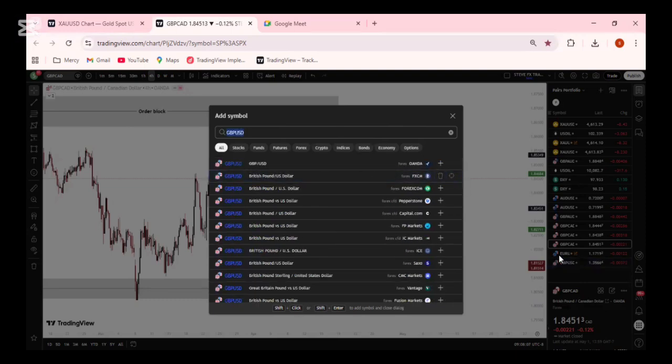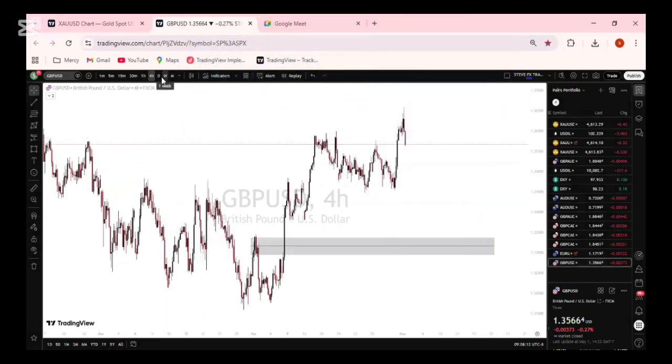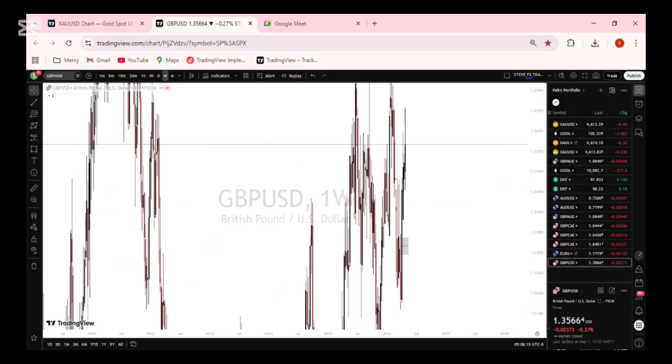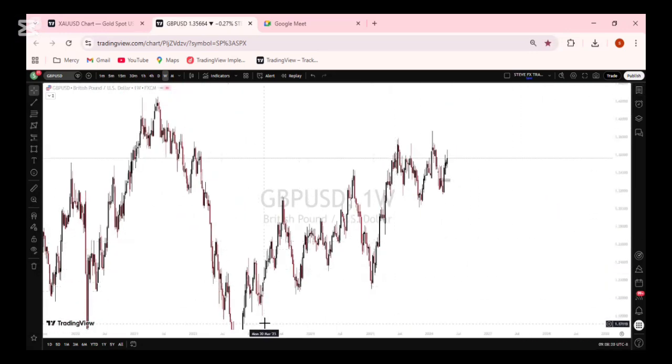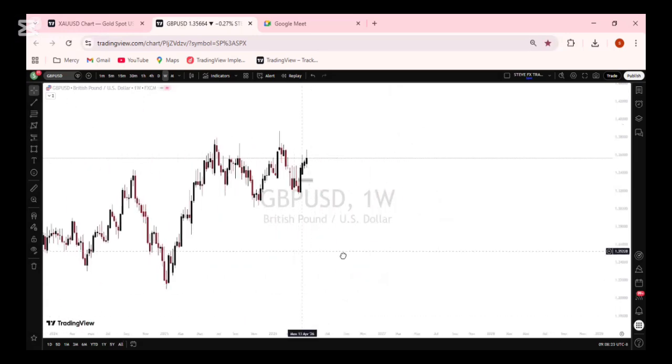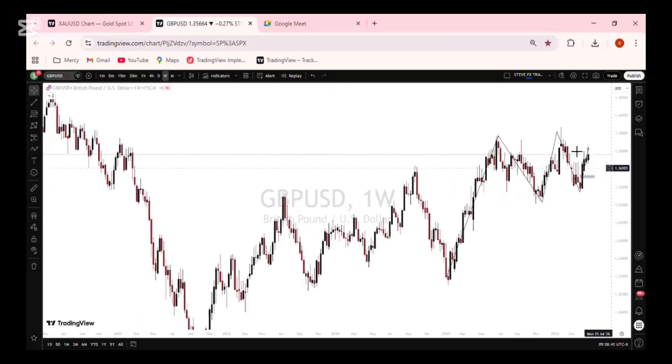GBPUSD. So when we consider GBPUSD, we go to our higher time frame. On our higher time frame, we look for our major structures to determine the direction of the market, and also key levels. So there was a strong impulsive move. We were having an impulsive move all around this point. So that is GBPUSD.